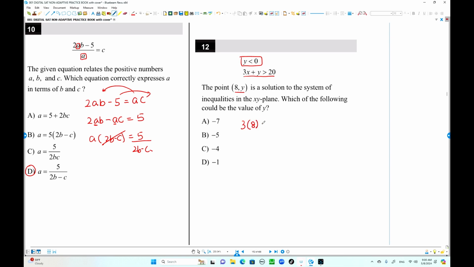x is 8, y is still negative, but this one should be greater than 20, right, at these times. So this is 24. Move this one the other side, negative 24, right? So y should be greater than negative 4. Satisfy this one, okay? So y is less than 0, but greater than negative 4, right? Any numbers between these two, okay? So that is not working. This is not working, not equal sign there. Negative 1 is correct, okay? Inside numbers.